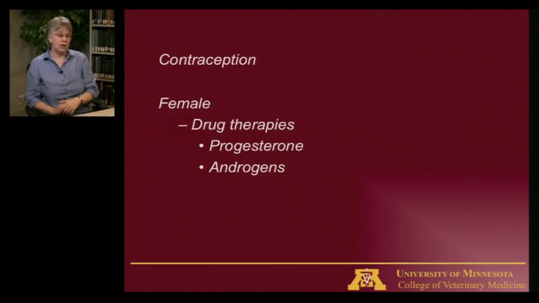There are two different drug therapies that have been described for the female dog. One is a form of progesterone, and the other one is a form of androgen. I'll talk first about the progesterone drug, because that's the one you're more likely to be familiar with. For many years, we had a drug available to us called Ovaban, which was actually a synthetic form of progesterone called megestrol acetate.